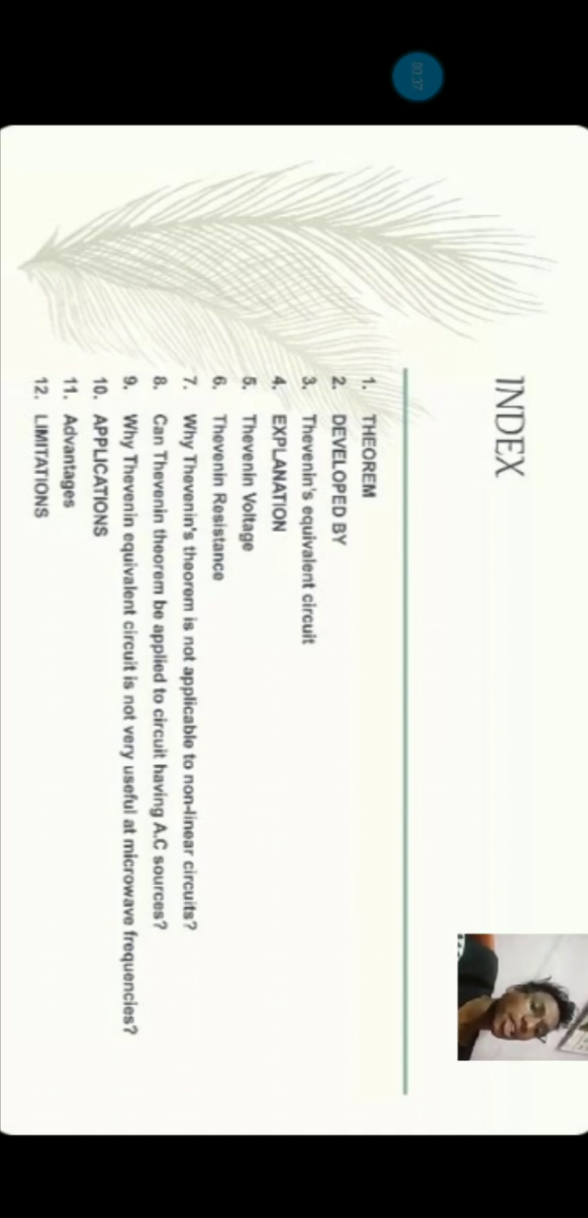Why is Thevenin's theorem not applicable to nonlinear circuits? Can Thevenin's theorem be applied to a circuit with an AC source? Why is Thevenin's equivalent circuit not very useful? Microwave frequency applications, advantages and limitations. Okay, now let's see what the theorem is.